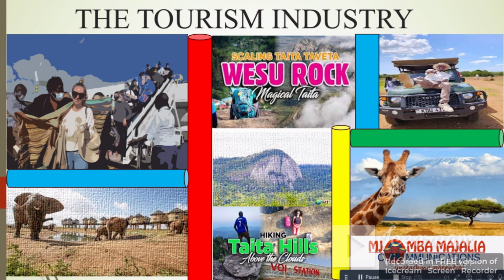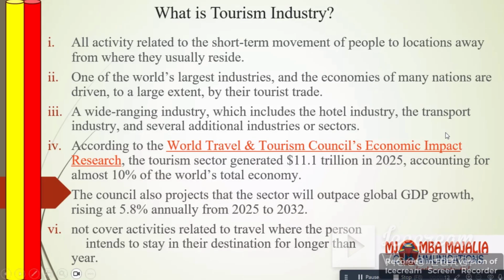The tourism industry. Today, that is our lesson, and we're going to look at what the tourism industry is all about. The tourism industry is all activity related to short-term movement of people to locations away from where they usually reside. One of the world's largest industries, actually. It is employing a lot of people. And one thing about the tourism industry, it is where the product never gets finished.